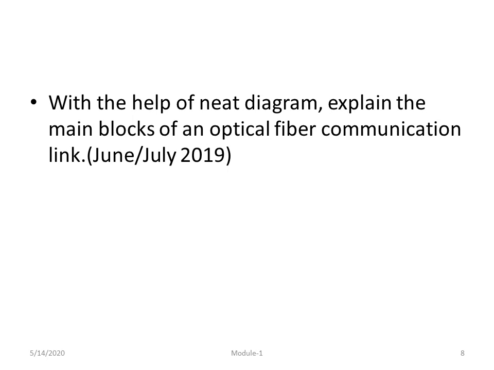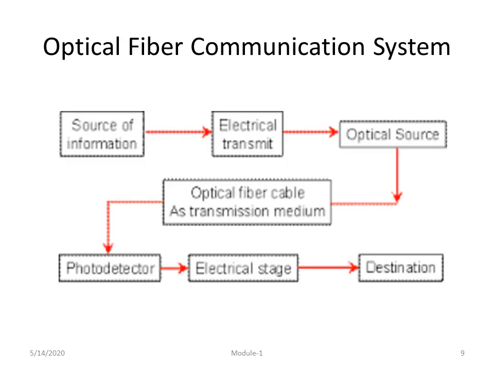This is one of the questions that appeared in the last year question paper, June 2019. With the help of a neat diagram, explain the main blocks of an optical fiber communication link. So what to write for this question? An optical fiber communication link or system consists of source of information, electrical transmitter, optical source, optical fiber cable, and at the receiver end photodetector, electrical stage and destination.